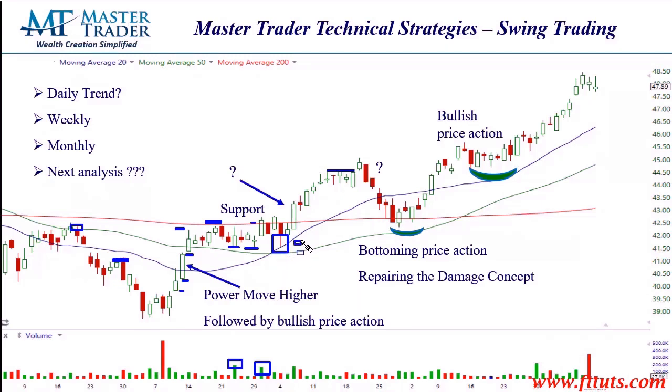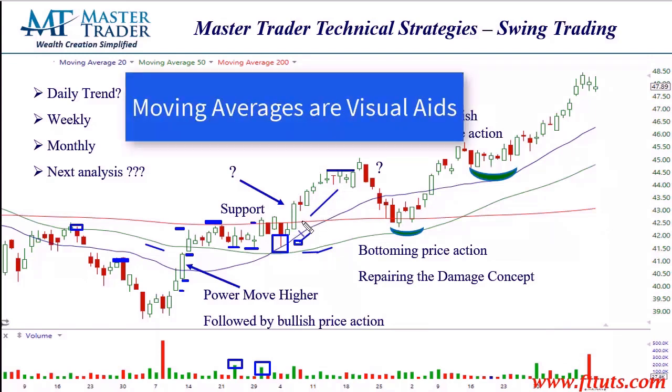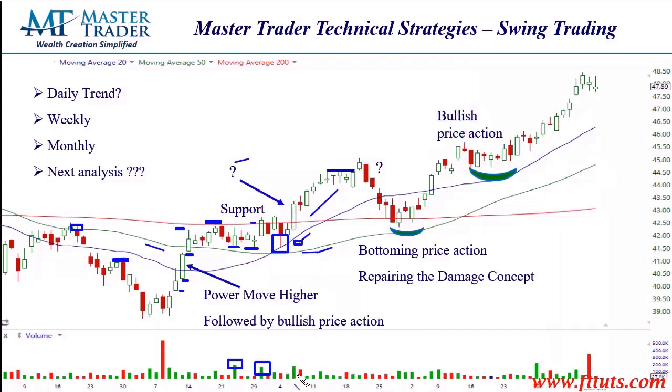Now, notice the 20 MA. It's starting to rise. And it's rising. And the 50 MA is no longer declining. It's flattened out, and it's beginning to rise. Now, as it moves up here, and we've got the beginning of this move, wide range bar, volume on the wide range bar, igniting a move out of the base.